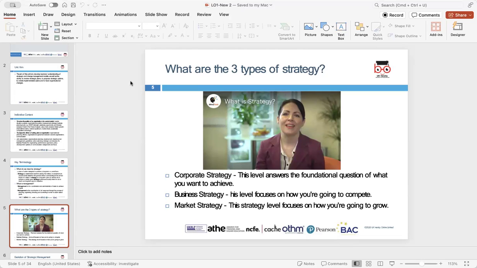Okay, so business strategy is concerned with how an organization will compete in a specific market. This level focuses on the models and approaches the organization will use to achieve a competitive edge. It involves decisions related to market positioning, product offering, and competitive tactics.